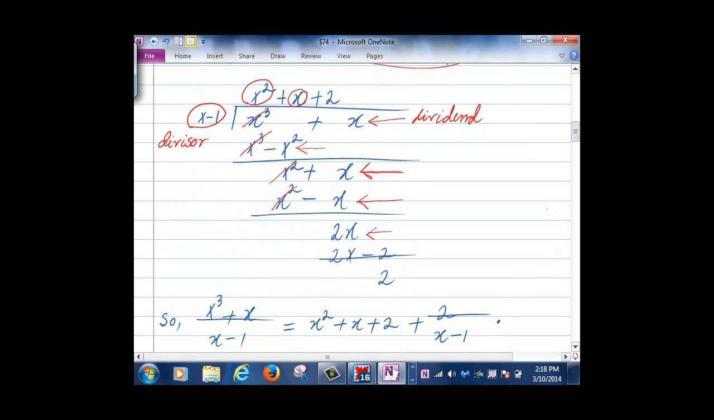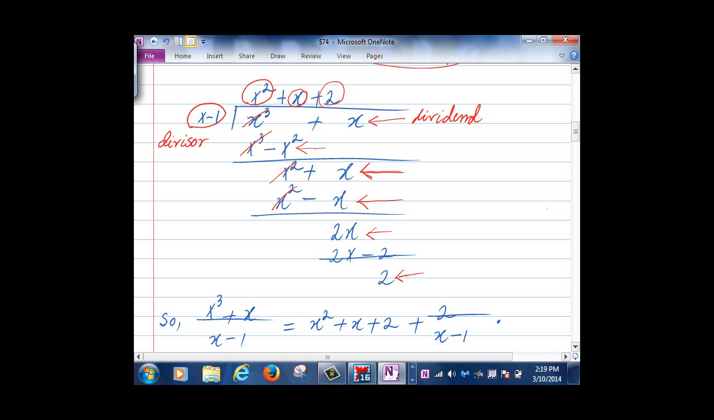What is my next step? I have to match 2x. In order to match 2x, I have to multiply the divisor with the 2. If I multiply the divisor with the 2, I get 2x minus 2, right? Everybody is okay? If I subtract, I get a 2.